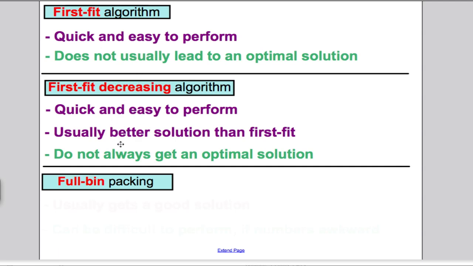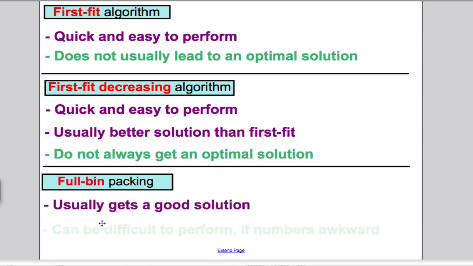And the full bin packing method, well, what's good about that? Well, we tended to get very good solutions out of that, which is good. However, it can be a very difficult one to perform, especially if there are lots of numbers or the numbers are awkward, okay? So that detracts from its use if it's a difficult algorithm to perform. So please make sure you know these for the exam, as well as each of the methods, their advantages and disadvantages.